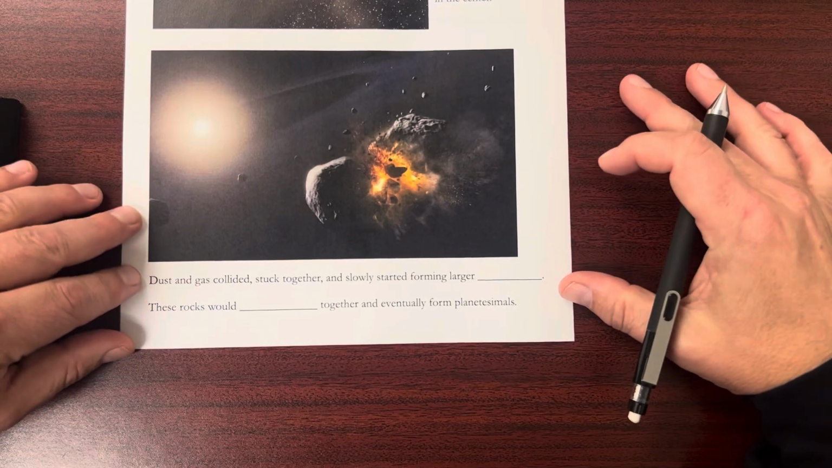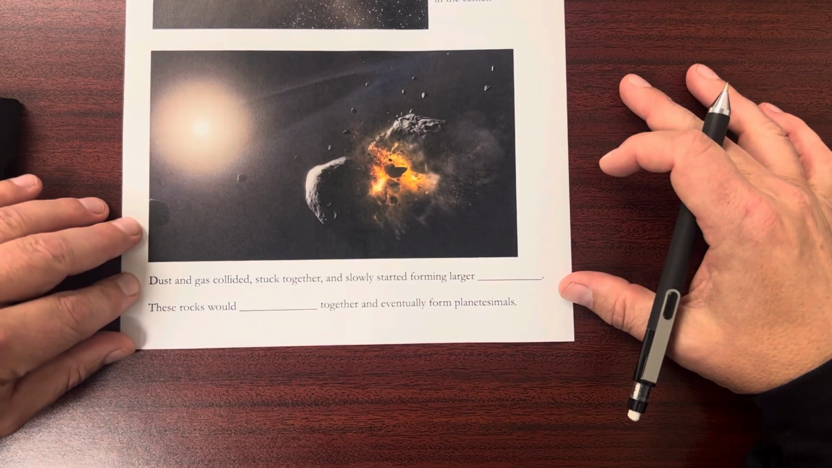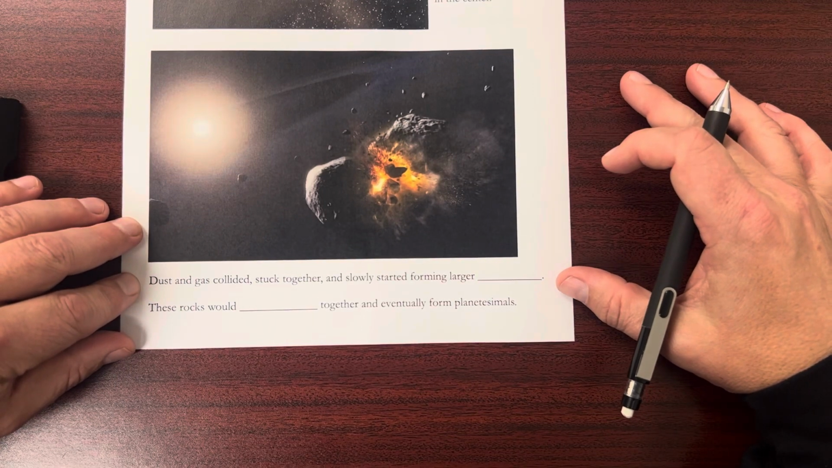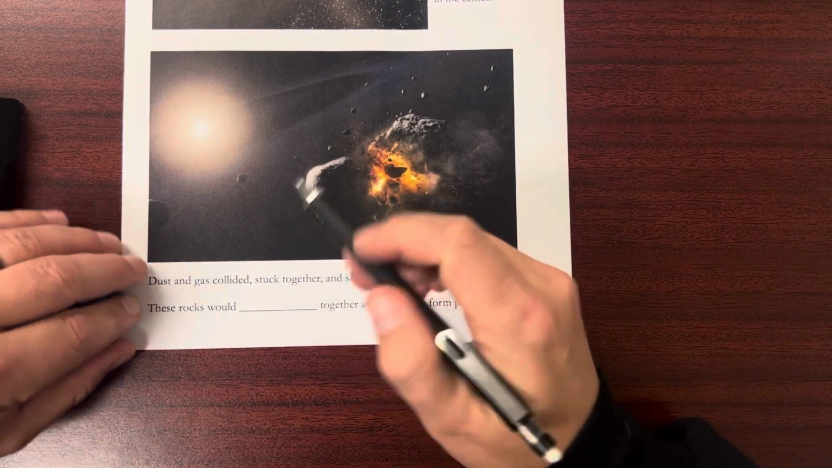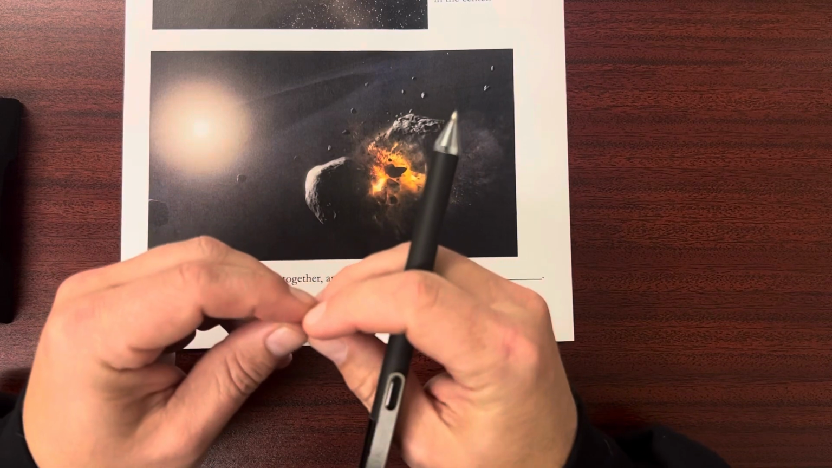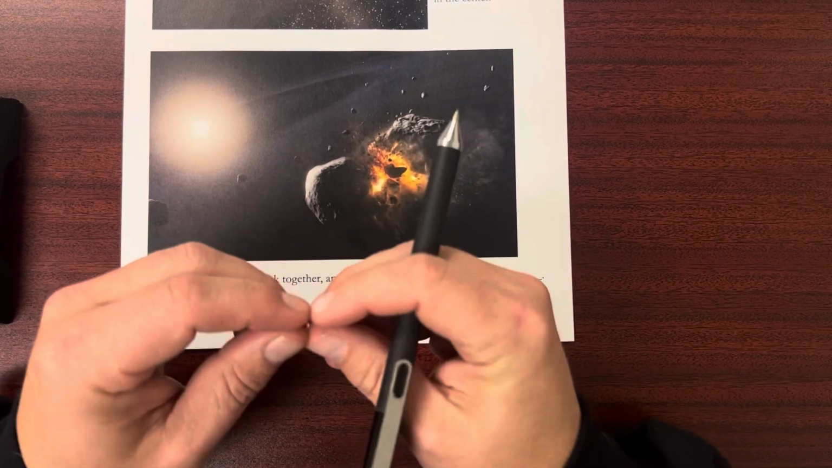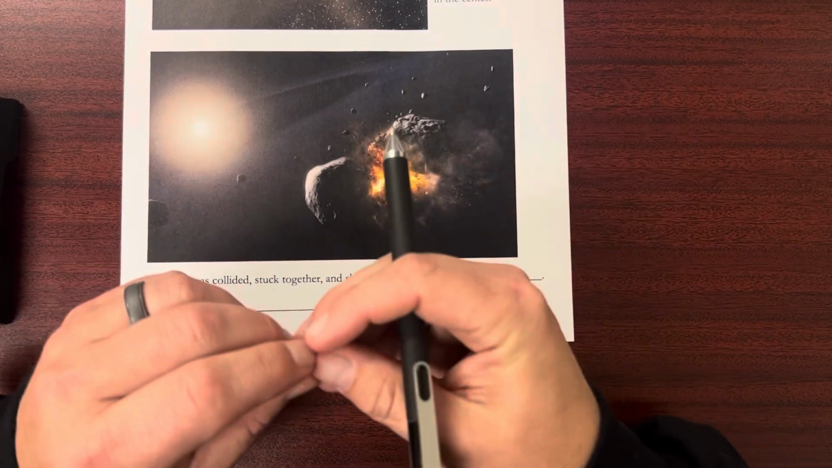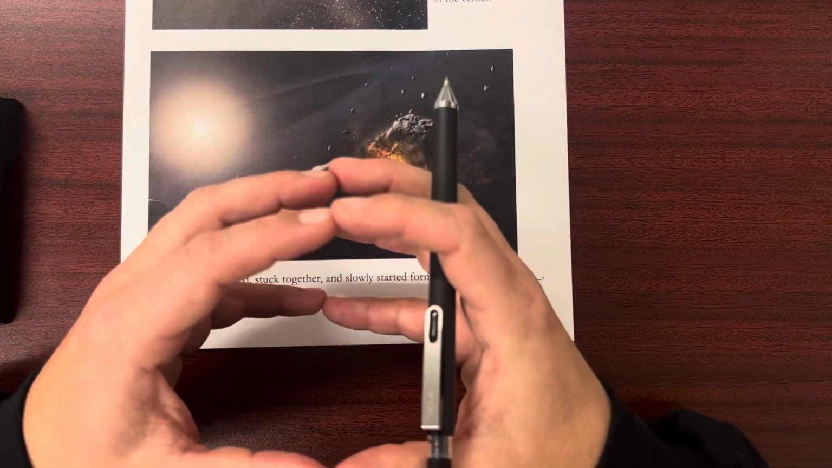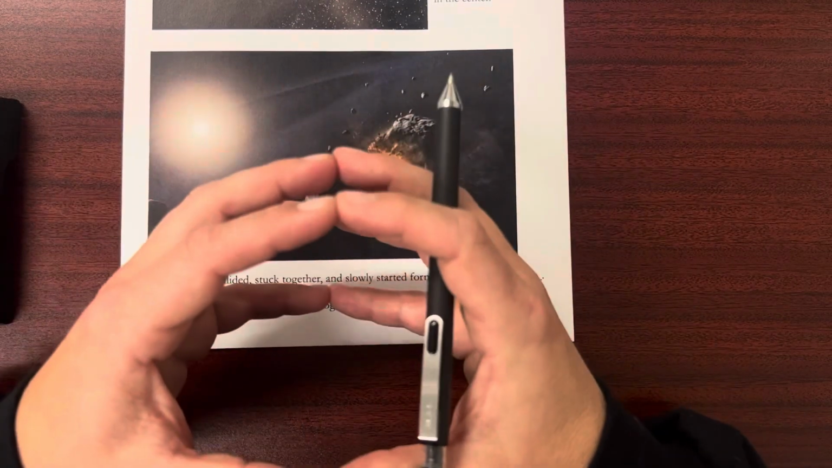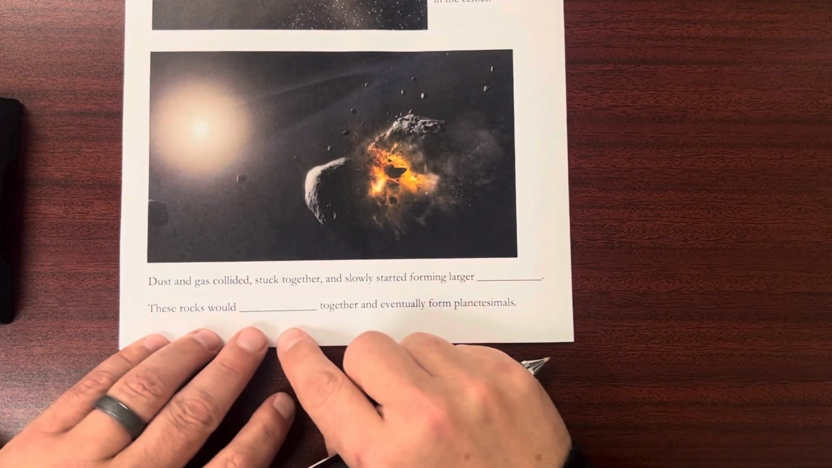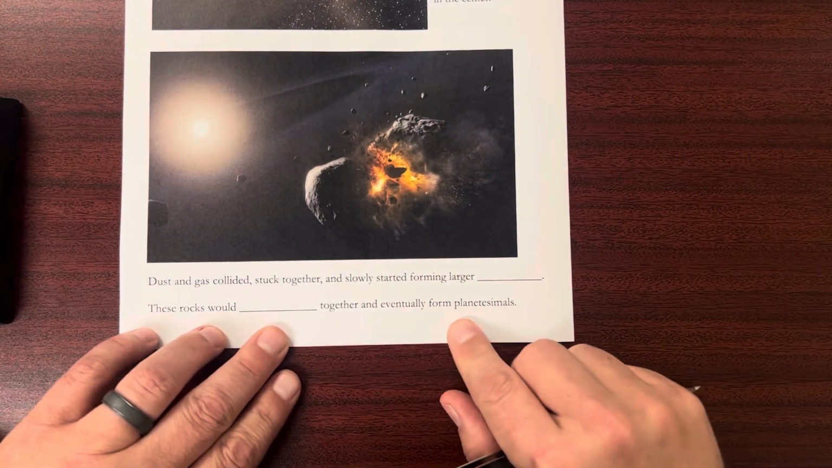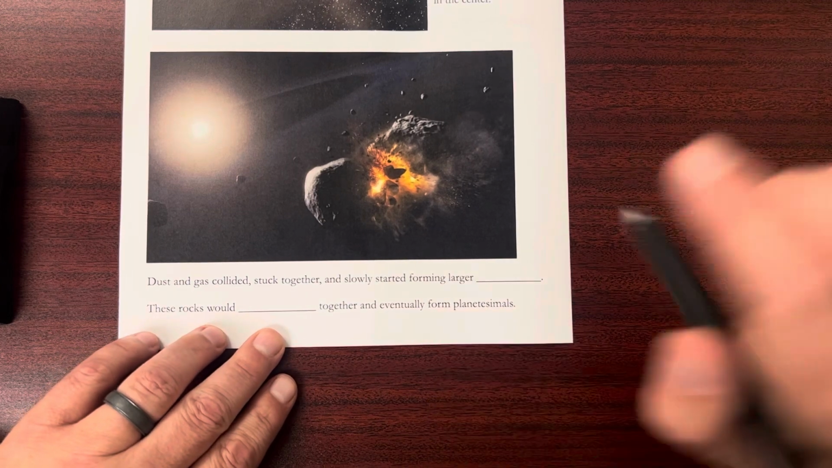Dust and gas collided, stuck together, and slowly started forming larger rocks. At first it was just small bits, and one bit of dust and gas would stick to some more, and we'd start getting pebbles. Those pebbles would start sticking together, rocks would smash together, and some of that material would stay stuck together, bigger and bigger and bigger. These rocks would smash together and eventually form planetesimals.